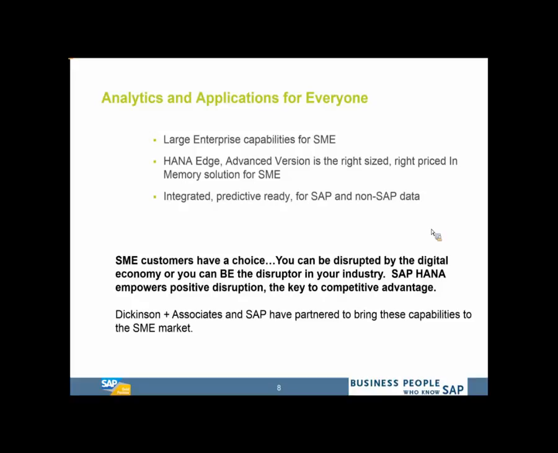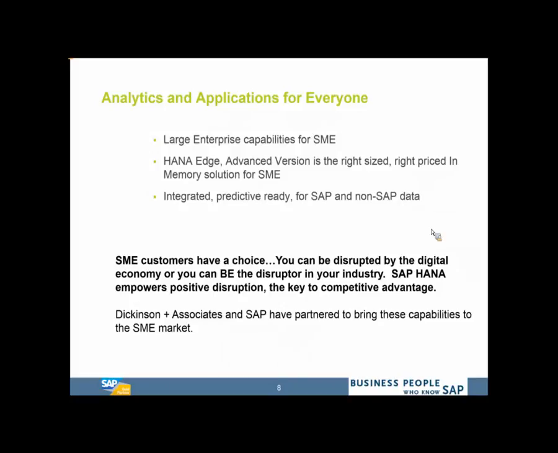So our theme really here is that SME customers have a choice. This digital economy is disruptive, and you can either be disrupted by it or you can be the disruptor. And given some of the statistics that Terry focused on earlier and how companies are surviving, companies, especially SME companies, need to be innovating. And this platform allows you to do that. So again, Dickinson and SAP have really partnered to bring these capabilities to the SME market. I'm going to show you a little of that today.